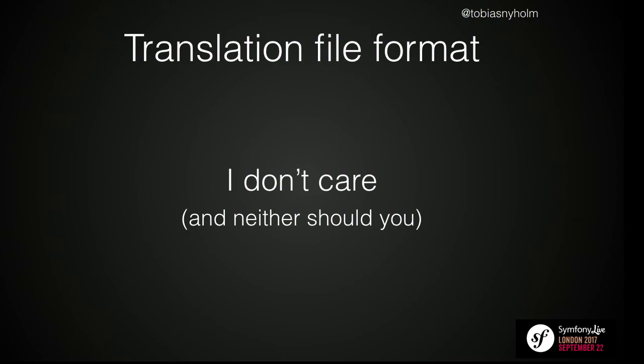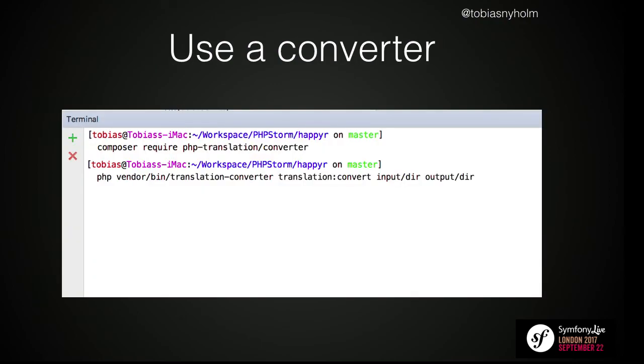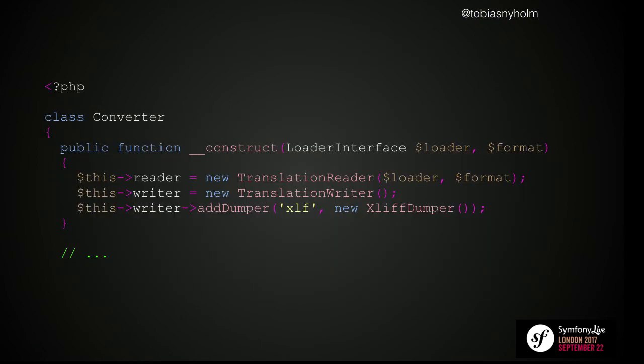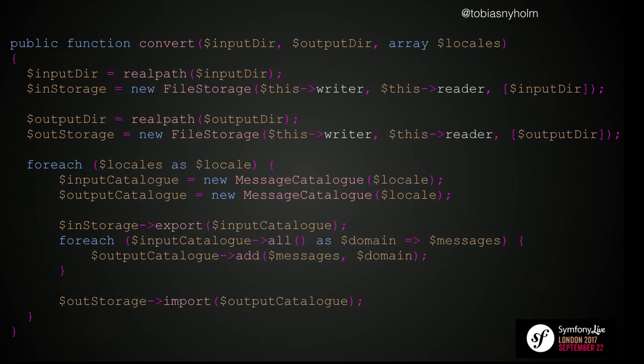Okay, no more issues about translation sources. And if you feel like, hey, I'm having my translations in YAML already, just use a converter. I've created one, and this is really a nice converter because it does pretty much nothing but use the Symfony translation component, and it creates one reader and one writer, and then it just reads from one source and writes to the second source, and that's how you convert it. This is basically how it does.